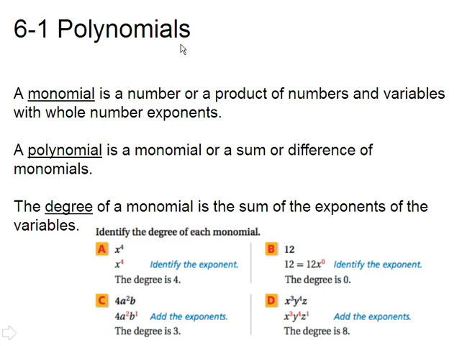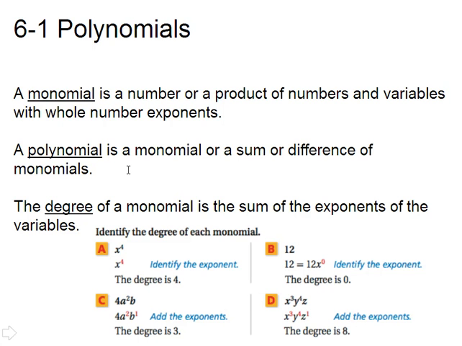First of all, let's start out with the most basic kind of polynomial, and that is called a monomial. And a monomial is a number or a product of numbers and variables with whole number exponents. So what we're looking at really are things like x to the power of 4, 4 times a squared b, x cubed y to the 4z. These are all monomials. They're just one term. In other words, we're not adding or subtracting any other terms.